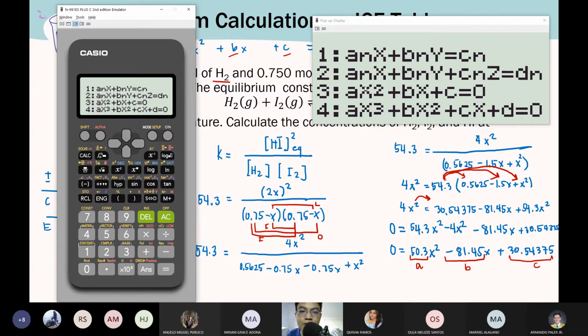Sa class whiz, teka lang. Ito yung class whiz ko. Check ko sa class whiz ha. Wala yung exponent dito.